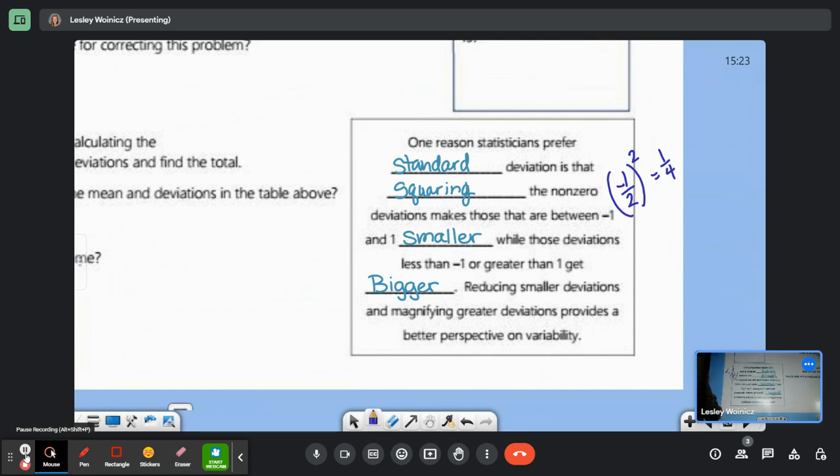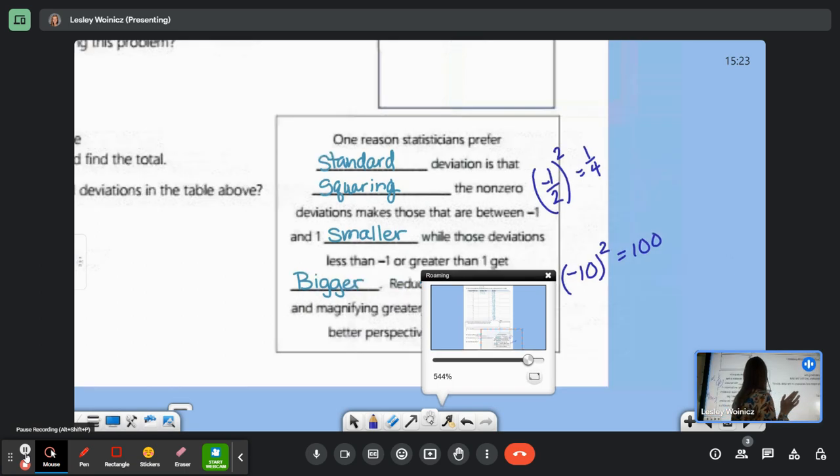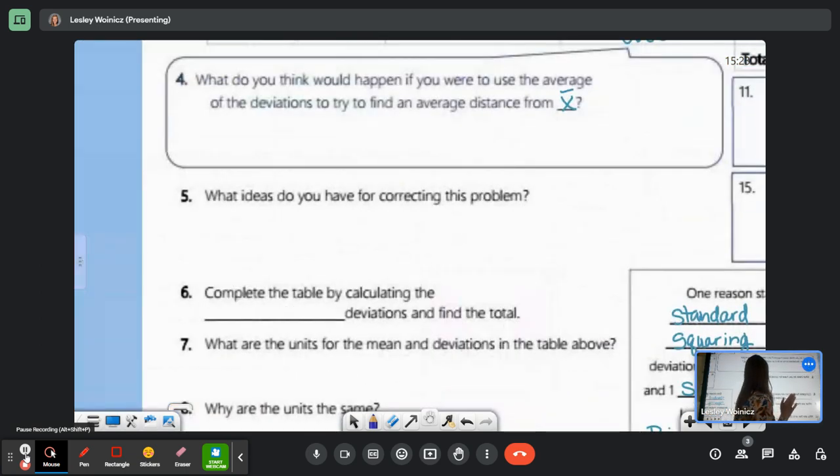So anything that's between -1 and 0, it's actually going to give us a smaller quantity. Okay? And then if I square something that's like -10, I'm going to get 100. So I'm magnifying the greater distances and reducing the smaller distances. And that's why statisticians prefer this method. Is that okay with everybody? Yeah. Okay, perfect. Why that makes a difference is beyond the scope of this course.